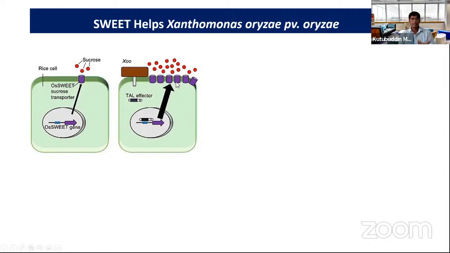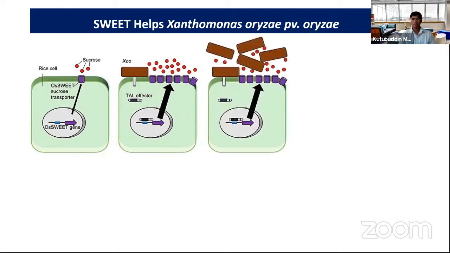Now, as a result of this more expression of that protein, a greater amount of sucrose would be transported to the apoplast. Okay, so now this bacterium enjoys sucrose as its nutrition, as its food. So whenever there is more sucrose in the apoplastic region, it is available to them as nutrition. So they will also divide more because they have an ample amount of this sucrose or nutrition. So they will grow more and they will infect more.